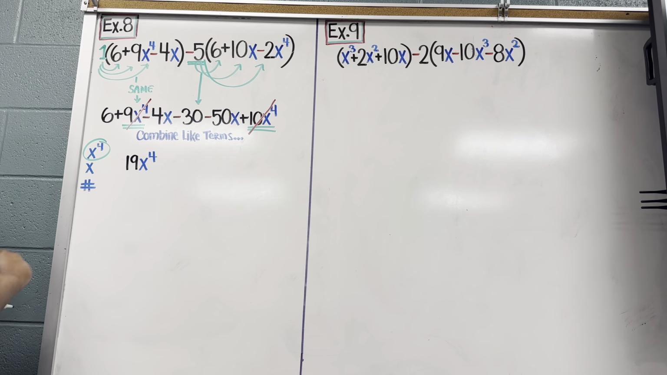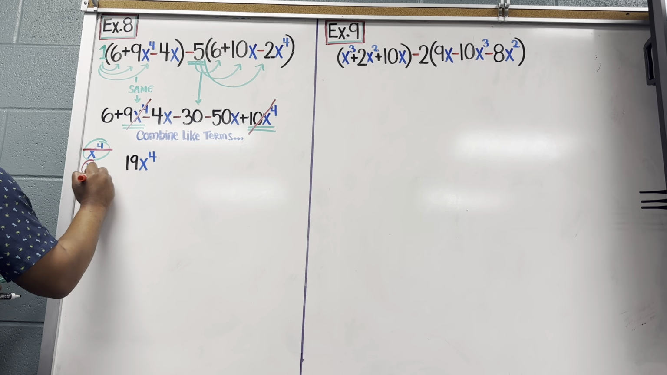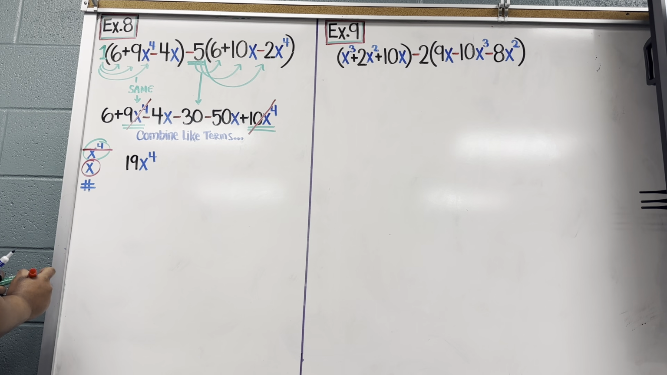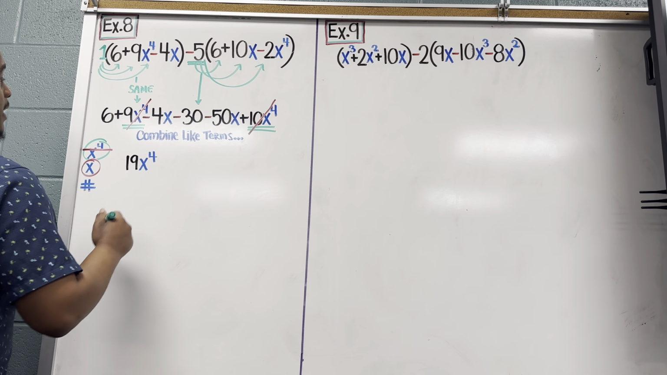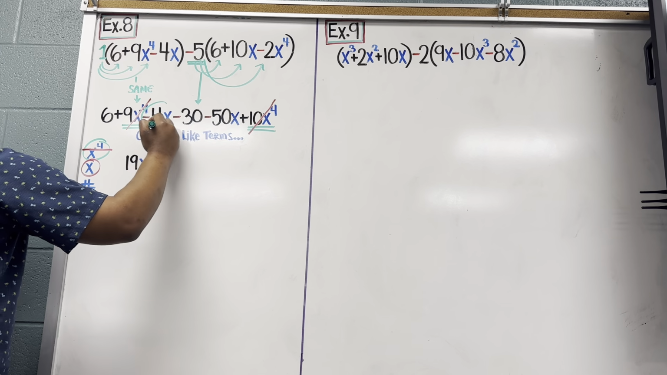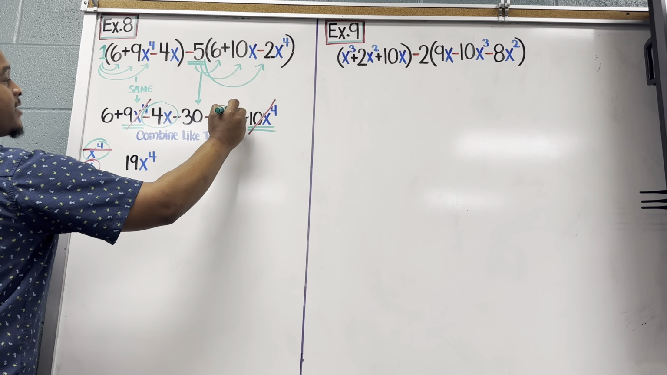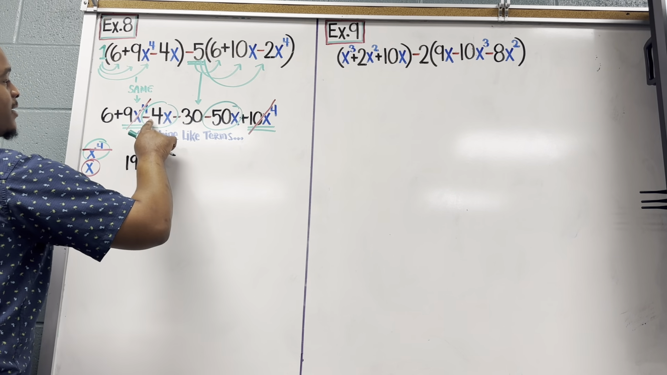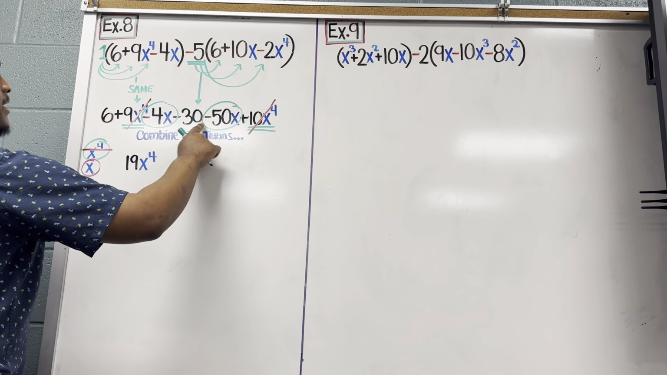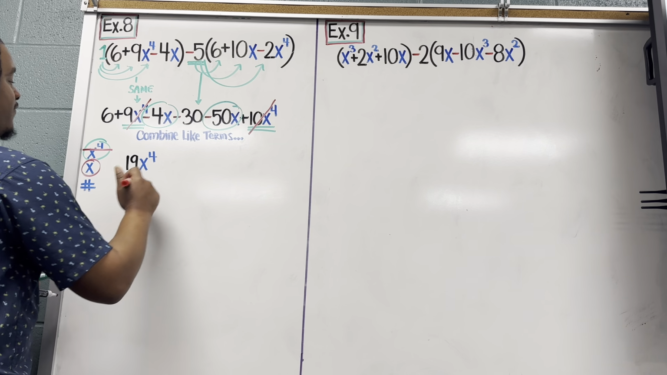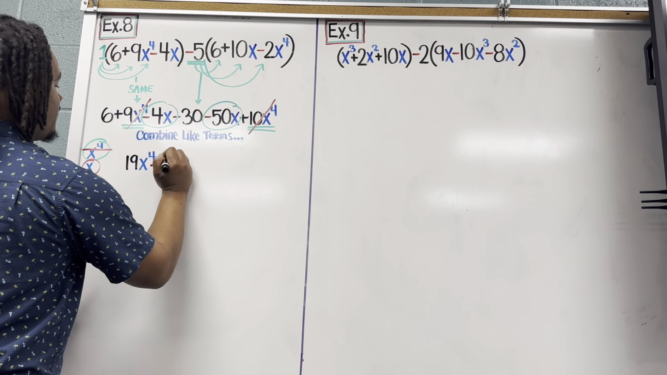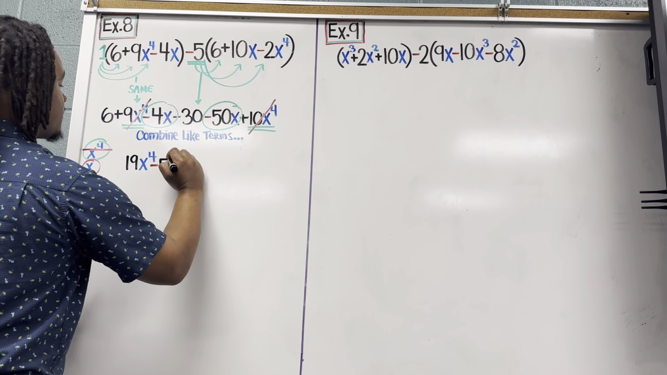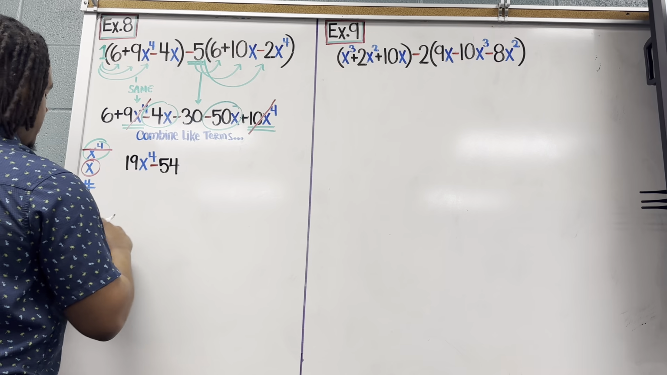Now, the next one that we got is x to the 1st power. Let's find all of the values where x is to the 1st power. I have a negative 4x, and I have a negative 50x. Negative 4 plus negative 50 is a negative 54. So that's going to be minus 54x.